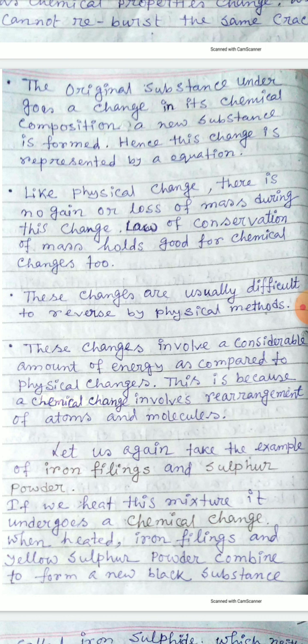Next one: chemical changes are usually difficult to reverse by physical methods. Generally chemical changes are irreversible. Next one: chemical changes involve a considerable amount of energy as compared to physical changes. This is because a chemical change involves the rearrangement of atoms and molecules.